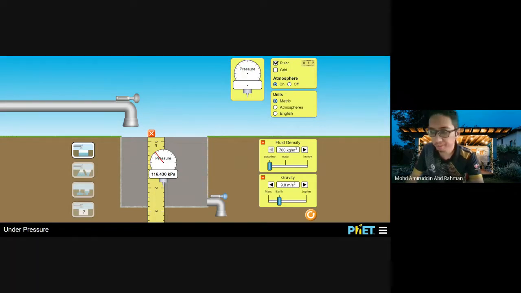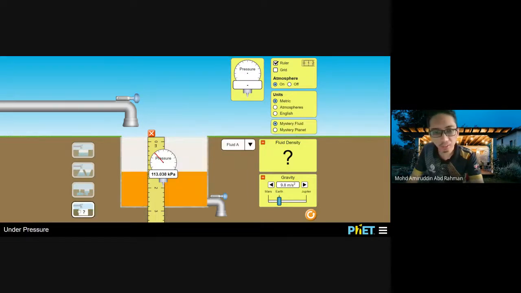The last one, number 9, you need to go to the mystery fluid. You can select 3 different types of fluid over here: fluid A, B, and also fluid C. Then you need to check what's the ratio of the density of fluid A to fluid B?